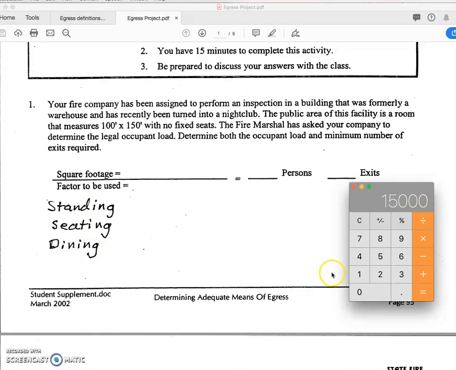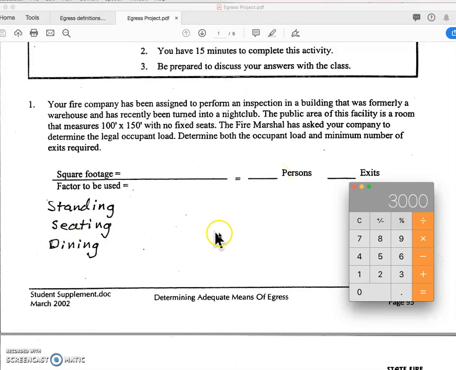So for standing, what are we going to divide it by? Or dancing, right? Dancing and standing are both people on their feet. Though I've seen a lot of people dance and they take up more than 5 square feet per person, but you know, they're just using a general number here. So we've got our 15,000. We're going to divide that by 5, and that gives us 3,000 people. Yowza. That's a lot of people. So you would write the maximum that this building is going to have is 3,000 persons.